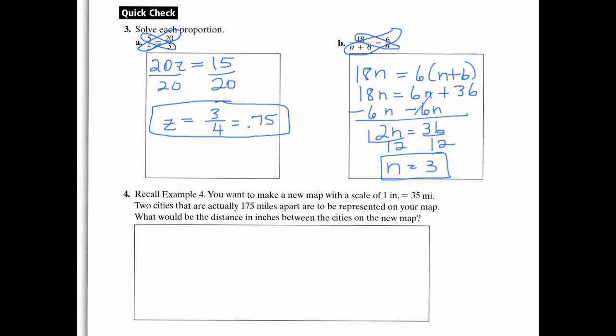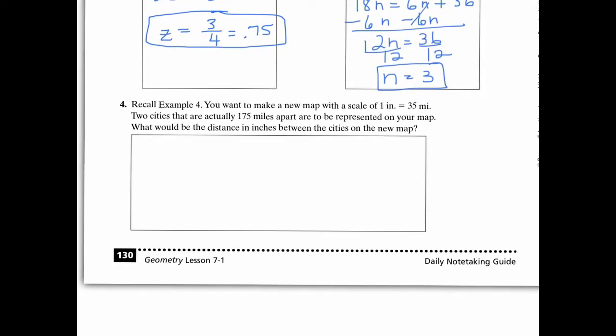Excellent. So then we'll move on to our last problem, which says, recall example 4. You want to make a new map with a scale of 1 inch equals 35 miles. Remember the other one said 1 inch equals 50 miles. Two cities that are actually 175 miles apart are to be represented on your map. What would be the distance in inches between the cities on the new map?